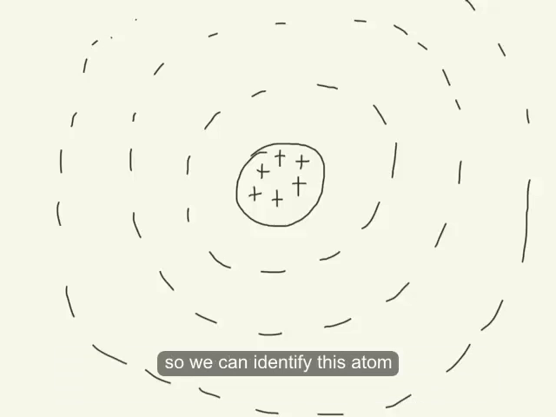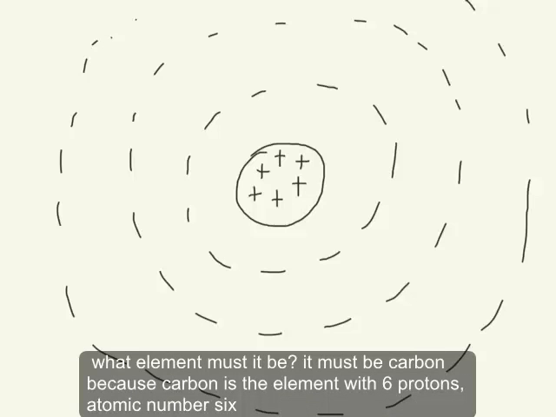So we can identify this atom. What element must it be? It must be carbon, because carbon is the element with 6 protons, an atomic number of 6.